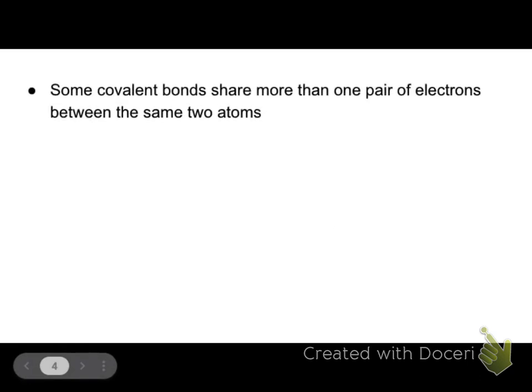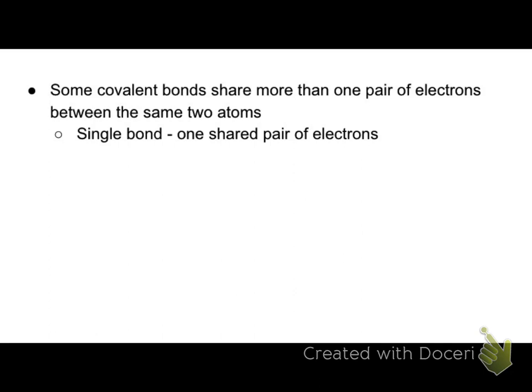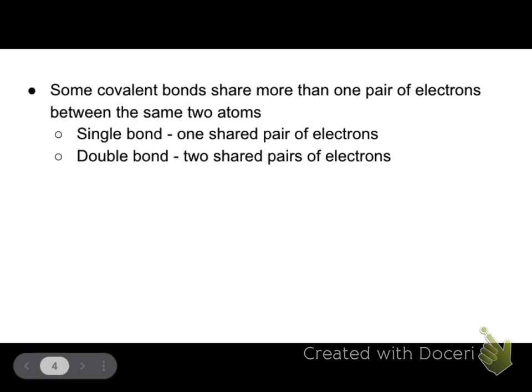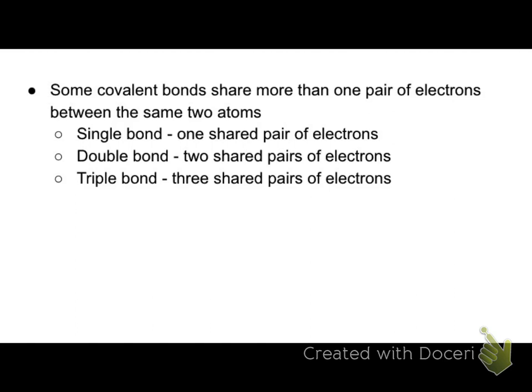Some covalent bonds share more than 1 pair of electrons between the same 2 atoms. Okay, so what we just looked at, where they're only sharing 1 pair of electrons, is what we call a single bond. But it's also possible for 2 atoms to share 2 pairs of electrons, which we would call a double bond, and it's possible for them to share 3 pairs of electrons, which we would call a triple bond.